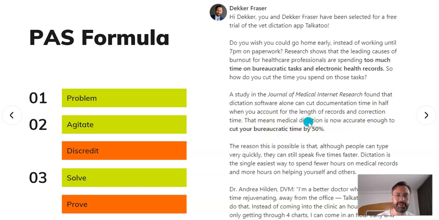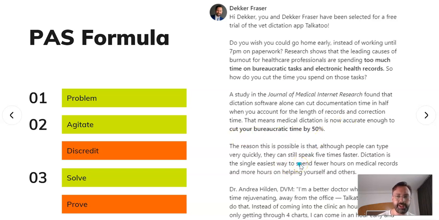So we're dealing with professional audiences. They're going to be skeptical. They're also savvy, right? They've looked at research. They know what kind of medical information there is out there. So that's why I'm using this to prove my point. Medical dictation is now accurate enough to cut your bureaucratic time by 50%. So I'm teeing up the solution.